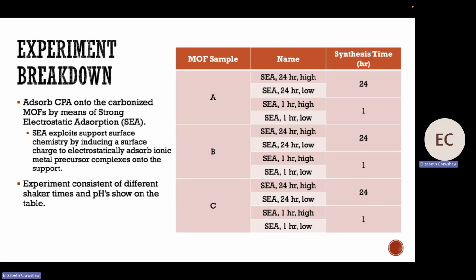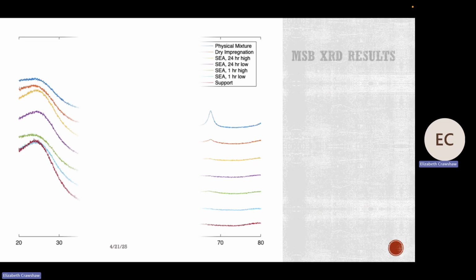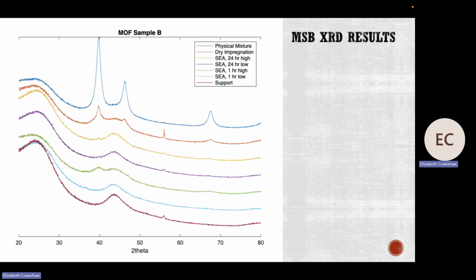And then we also decided to compare it with a high pH and a low pH, because we did notice that with the 24-hour, the most uptake was with the higher pH. These samples were analyzed using XRD after the synthesis to study the particle sizes, which is what I will be reviewing. So to start off, I wanted to review the MSB XRD results.